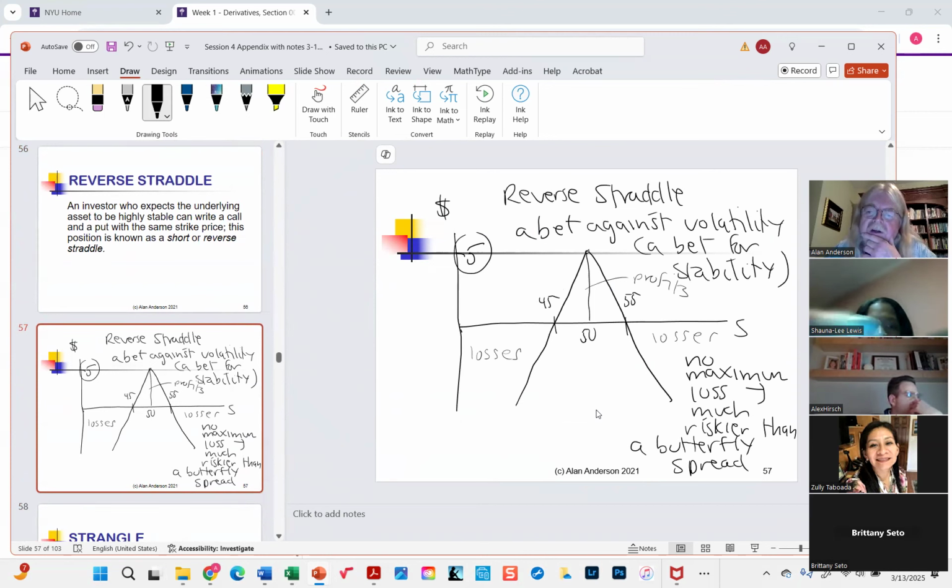The problem with that one, though, is that unlike the butterfly spread, which has a maximum loss, this one has no maximum loss. Look at that, no maximum loss. It can go down forever. So while you're putting a lot of money in your pocket, your gains are capped at that amount that you've collected for these premiums, and there's no limit to how much you could lose. So you better mean business when you set one of these up. You must be seriously convinced that the stock price will stay within this range from 45 to 55. Otherwise, you would probably be better off with a butterfly spread.